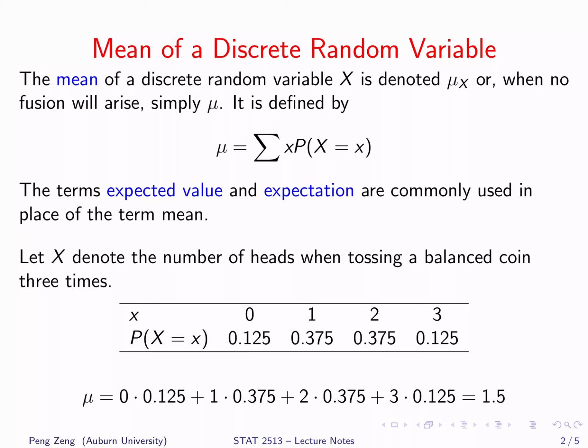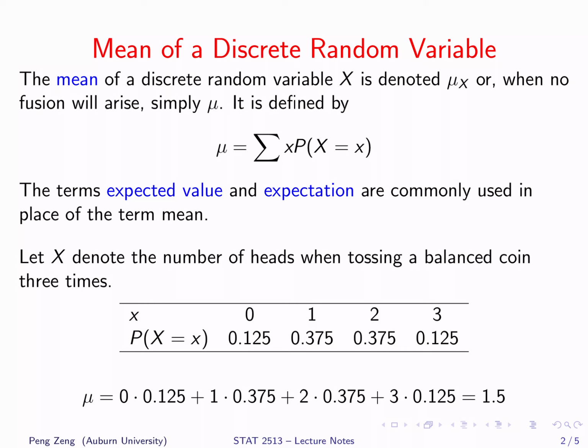For example, let x be the number of heads when tossing a balanced coin 3 times. The table lists the probability distribution of x. To calculate its mean, we use 0 times 0.125 plus 1 times 0.375 plus 2 times 0.375 plus 3 times 0.125. See, we calculate the product of x and its probability for each possible value of x, and then add them together. The mean of x is 1.5.